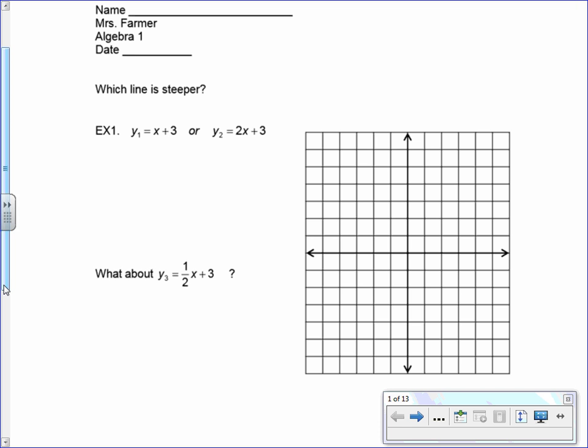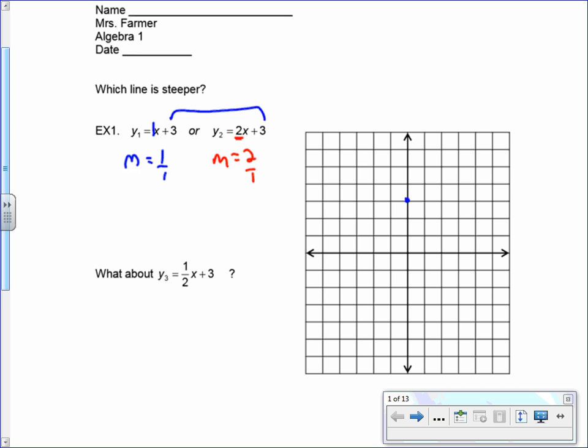And what I've done is I've given us 2 lines to graph. Both of them have the same y-intercept. Our y-intercept on both of these lines is 3. So we're going to start on the y-axis at 3. But they have 2 different slopes. On y1, we have a slope of 1, that number right there. And on y2, we have a slope of 2, this number right here. Okay? Remember that is a slope of 2 over 1 and a slope of 1 over 1.